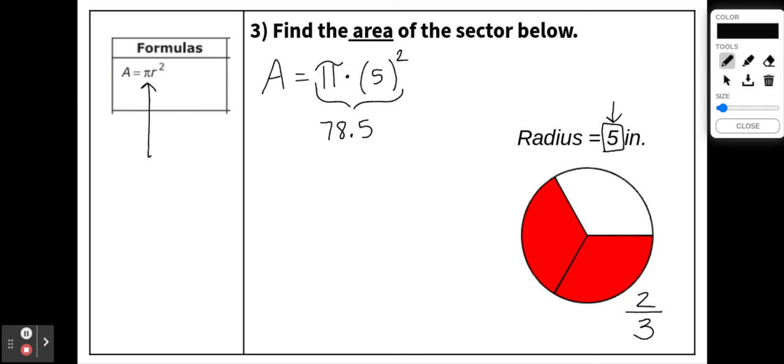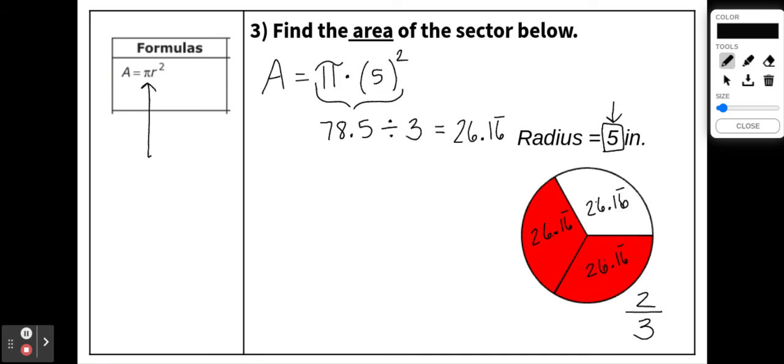Now remember, that's the area of the entire circle, and I don't want the entire circle. I want 2/3 of the circle. So remember, I've got 2 ways of doing this. Now be careful with this way with division, because I see that the circle is broken up into 3 equal parts. But you have to understand that if you divide by the 3 parts that the circle's broken into, your calculator is going to give you 26.1666. It repeats, but that's only one part. This part is 26.16, this part is 26.16, and this part is 26.16, right?